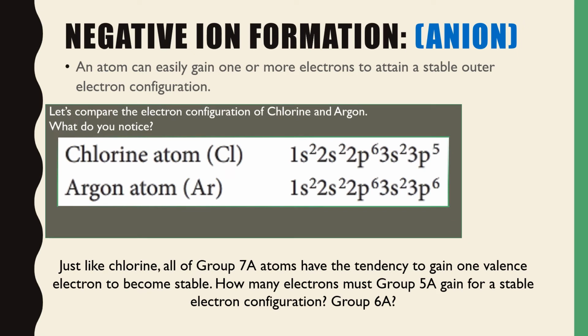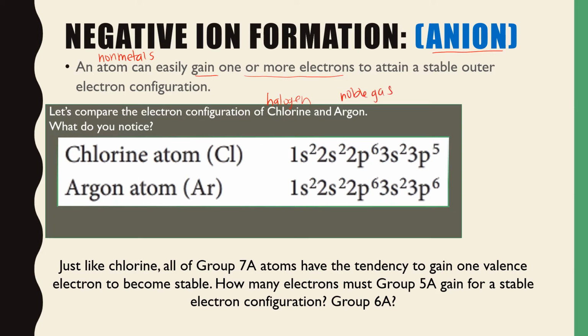How do negative ions form? Negative ions are called anions. This is where atoms gain one or more electrons to attain a stable outer electron configuration. And these are typically our non-metals that are gaining electrons. Let's compare the electron configuration of chlorine, a group 7 halogen, to that of argon, which is a noble gas.